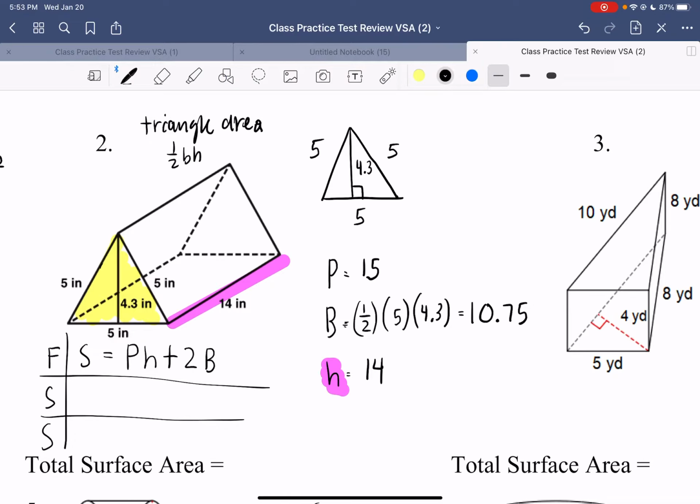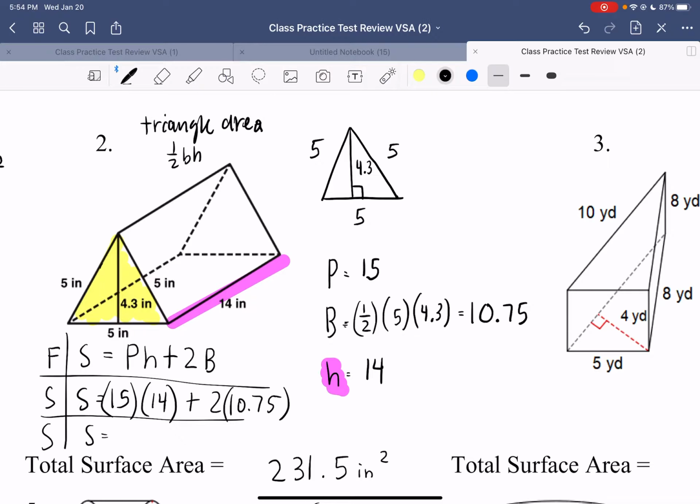And that gives us our numbers to substitute in. So we have S equals 15 times 14 plus 2 times 10.75. So what we can do here, 15 times 14 plus 2 times 10.75. So we get a surface area of 231.5 inches squared.